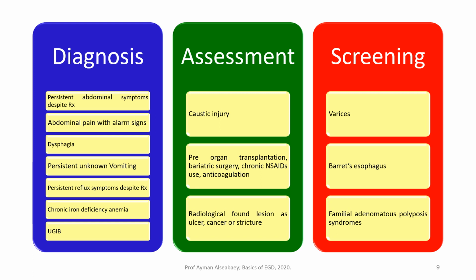Some guidelines prefer to do screening for Barrett's esophagus, especially in patients with long-term reflux symptoms. And also, if you have a patient with familial adenomatous polyposis, it is better to do upper endoscopy, especially to assess the duodenum, because as you know, there is high incidence of cancer duodenum, especially arising from the papilla. And there is also high liability to the presence of gastric polyposis.